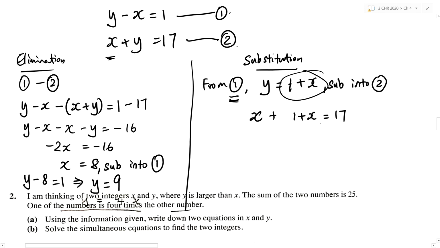So x plus x is 2x. 2x plus 1 is 17. So 2x must be equal to... If 2x plus 1 is 17, what's the 2x? Must be 16, right? Because 16 plus 1 is 17. Okay, this must be 16. And we look at it as minus 1 on both sides. So this results in x equal to 8.